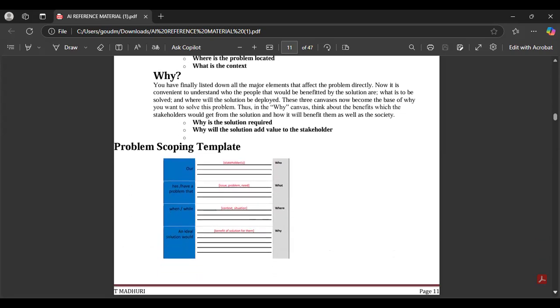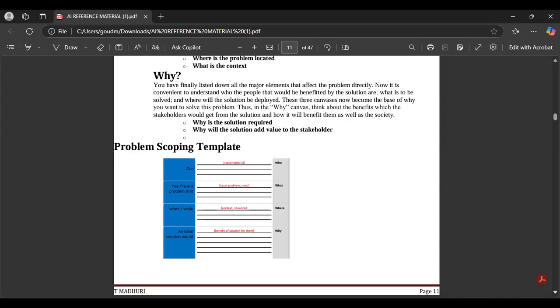Along with the 4 W's, you have to write about the problem scoping statement. Whatever you have written there, the 4 W's, you have to mention that in the form of a template, children. That is called the problem scoping template. When you complete your answer by writing these 4 W's along with this problem scoping template, then only there is a scope of getting 4 out of 4, children.